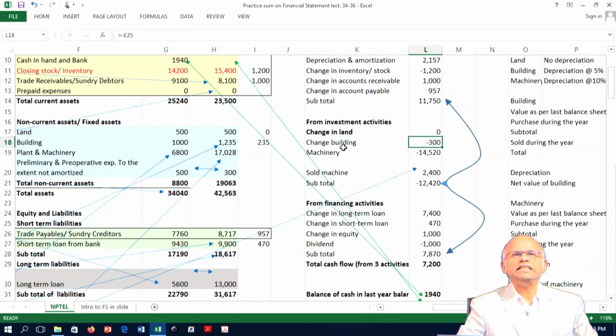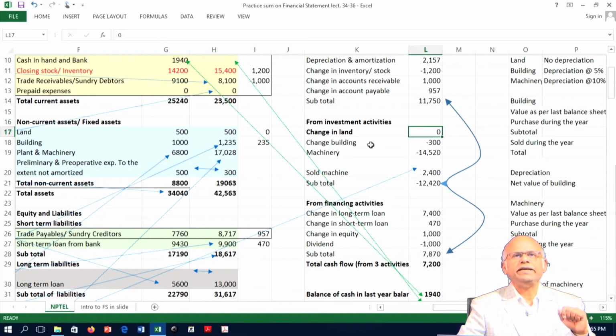Now, look at change in land. Have you made any investment in land during the year? Look at the land position, it was 500 last year, 500 this year, there is no change. So change in land is 0. So, there is no cash flow out of land.